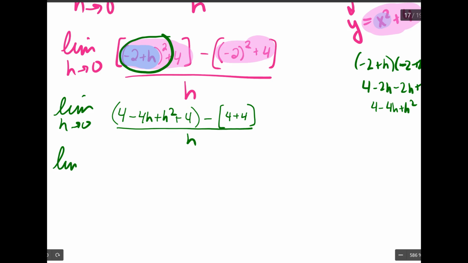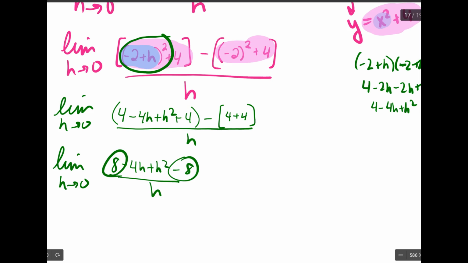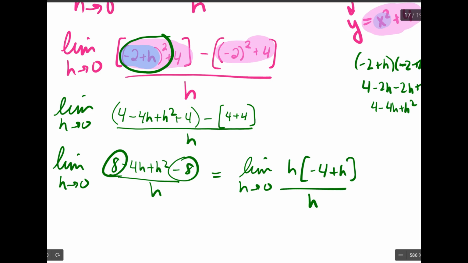Simplify it one more time: 8 minus 4h plus h squared minus 8, all over h. Those 8's go away. So something I could do is an intermediate step. My 8's went away, right? So those go away. Then I have negative 4h plus h squared all over h.